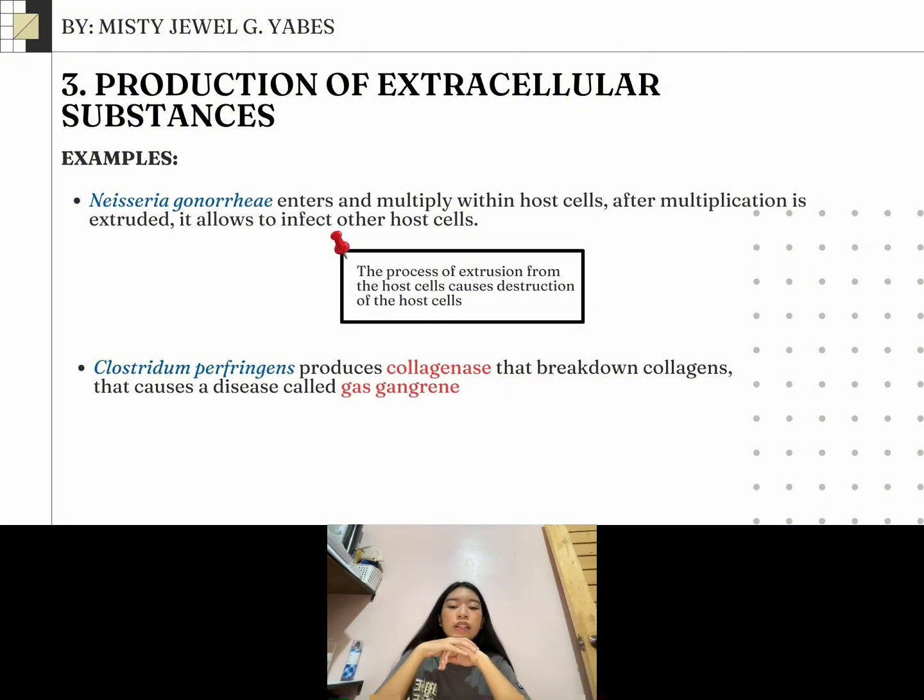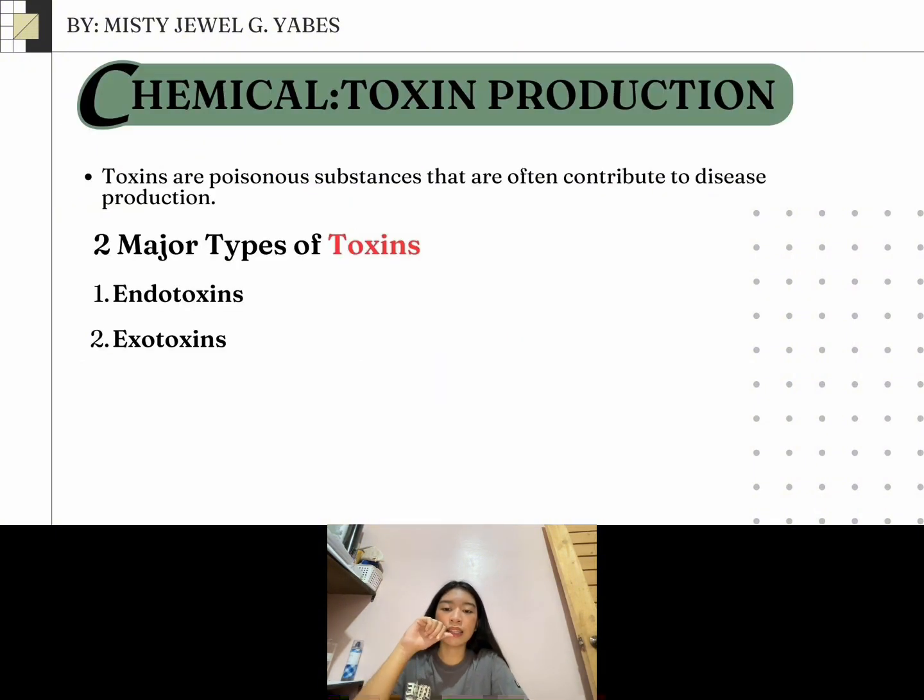Okay? So, ano ulit yung tatlong types ng ating invasiveness? We have CAP, in which colonization. Next is the ability of our microorganisms or our invading organisms na mag-evade sa ating immune responses. Third is the production of extracellular substances. Okay, so yun ay under sa ating mechanical. Next naman is yung sa ating chemical. Dito sa ating chemical kasi, na way, is under dito ang ating toxin production.